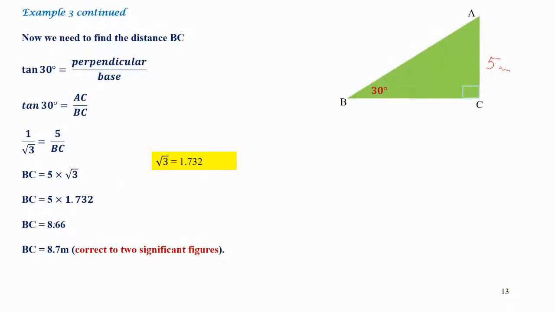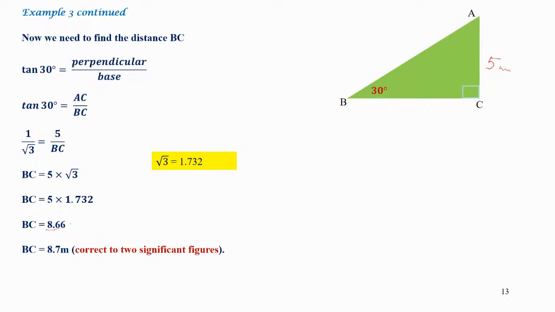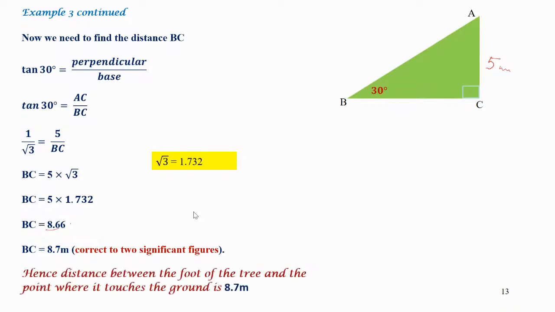So, we have to round it off to two significant figures according to the problem. So, for significant figures, we look from the whole number part, 8.6. Till here, we have got 2. But you have to look for the next digit, that is 6. So, 6, 5 or more than 5, we add a 1 to the previous number. So, 8.7 meters, correct to two significant figures. So, go stepwise and you'll find out that you can easily work out the sums on heights and distances. Hence, the distance between the foot of the tree and the point where it touches the ground is 8.7 meters.